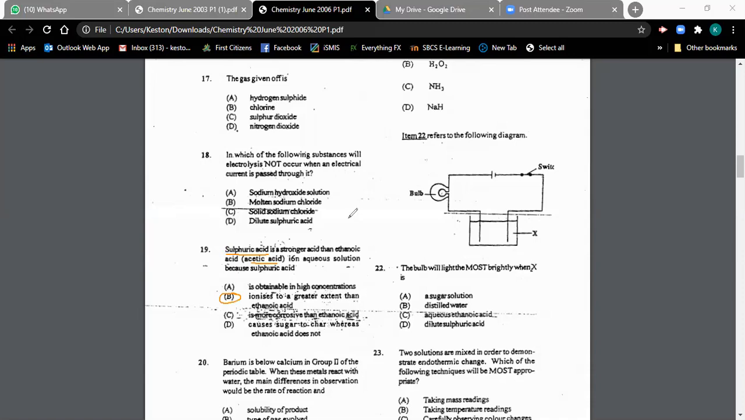Remember when I was showing you that? I was telling you basically that when it ionizes, you have two hydrogen ions, right? In comparison to when acetic acid ionizes. It doesn't fully ionize to begin with, right? And then you have one hydrogen ion.